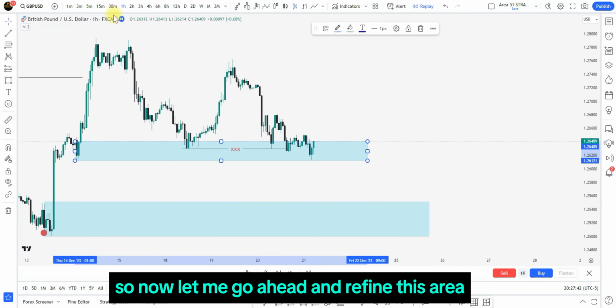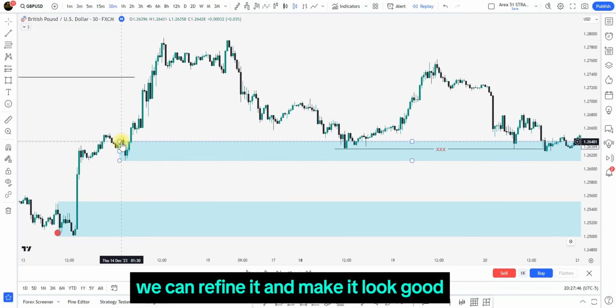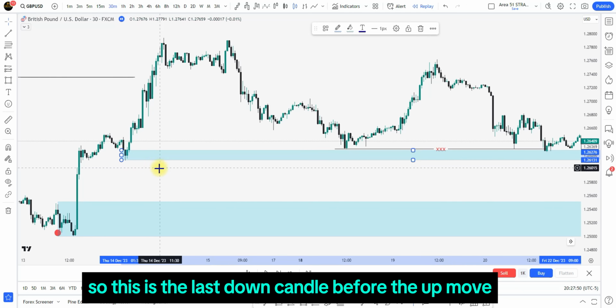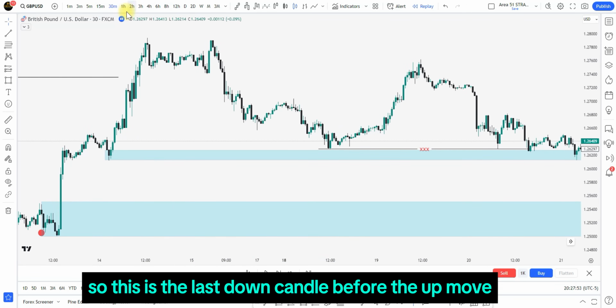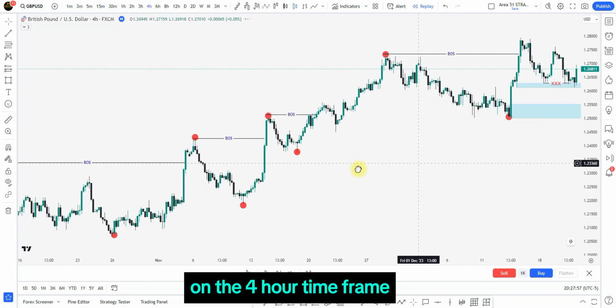So now let me go ahead and refine this area using the lower time frame. We can refine it and make it look good all the way down here. So this is the last down candle before the up move, before the break of this beautiful structure on the 4-hour time frame.